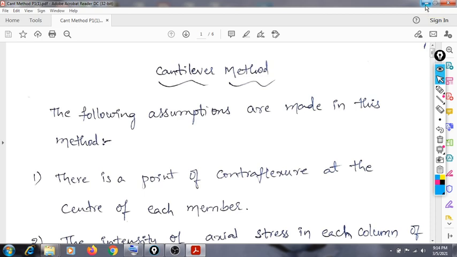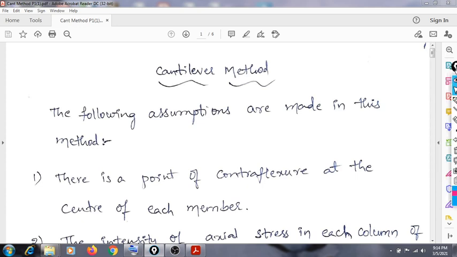In this video lecture, I am going to discuss a problem on the cantilever beam method. When we come to the cantilever method, we have the following assumptions. Based on these assumptions, the problem is discussed.